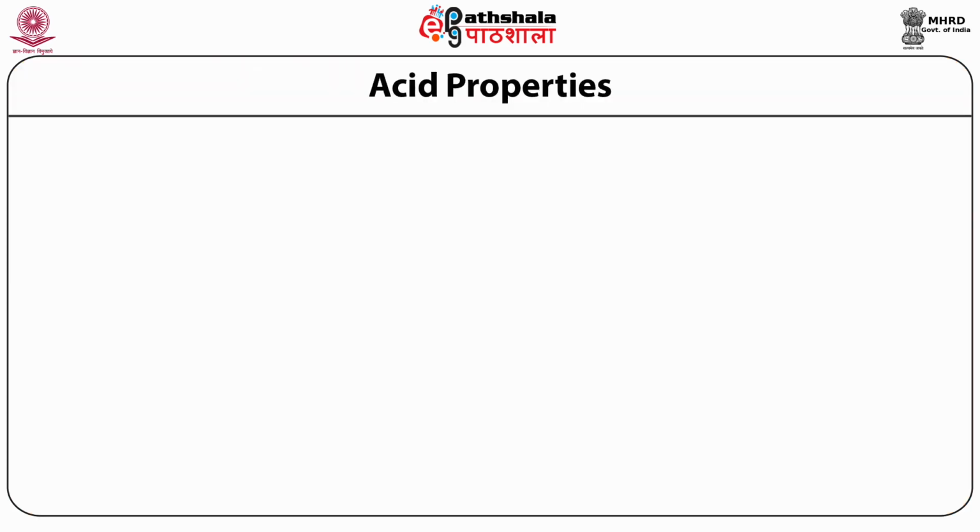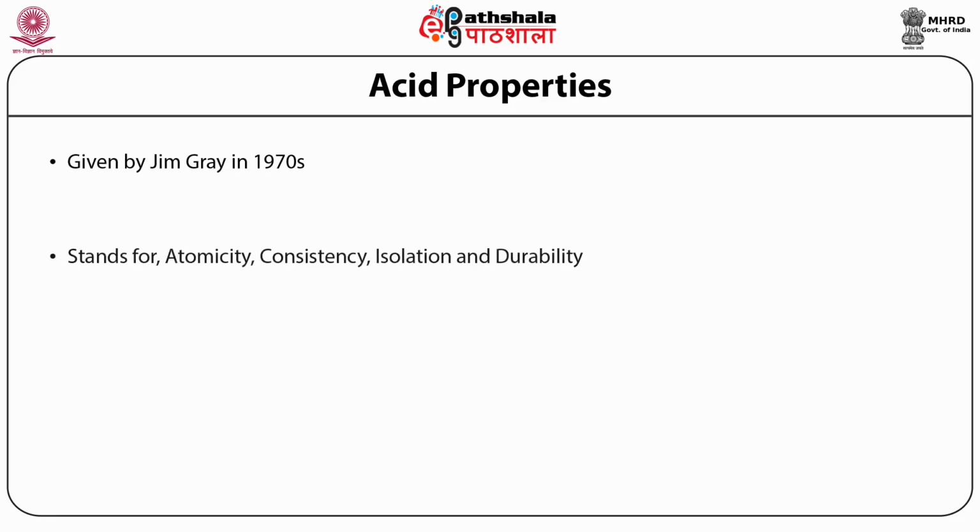ACID property is one of the very important properties of any kind of database management system. It was given by Jim Gray in the 1970s. Basically, ACID stands for atomicity, consistency, isolation, and durability. Basically, the ACID property is used at the time of data processing and transaction of data. That means this property we use when we actually manipulate the database management system.